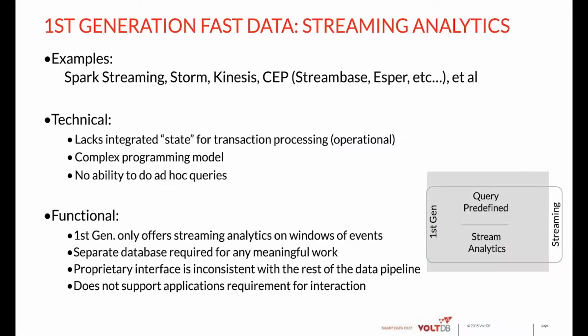In the first generation streaming analytics systems, these are all systems that focus on streaming analytics, including Spark Streaming, Storm, Kinesis, and complex event processors like Streambase, Esper, etc. Technically, these systems all lack integrated state for transaction processing for operations, just for lookups to make the stream processing richer. Generally, they have a very narrow focus on what is going by. They all have a non-standard programming model that looks different than your other data stores. They also have no ability within themselves to directly query the data that is being stream processed.